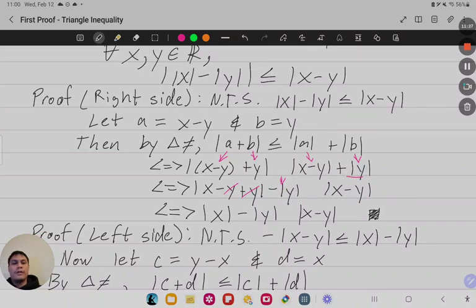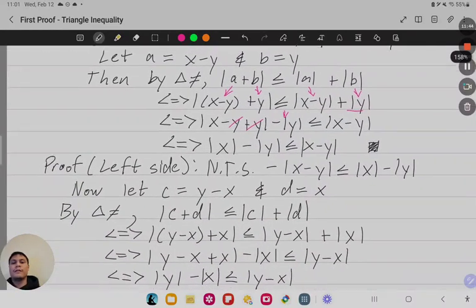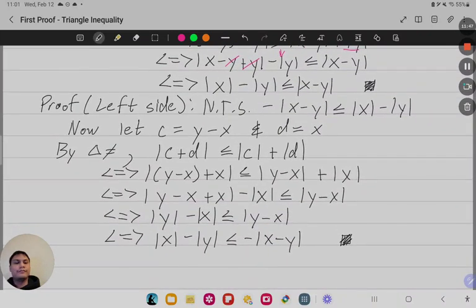That should not be. Let me double check that. Yes, that's correct. Okay. Now let's prove the left side.